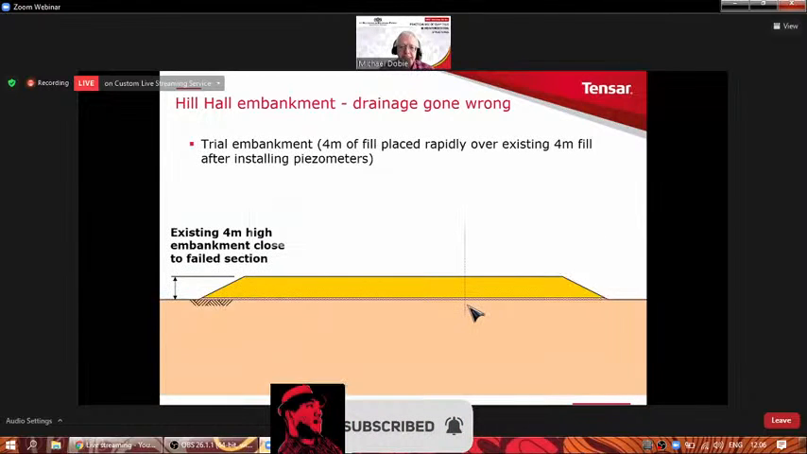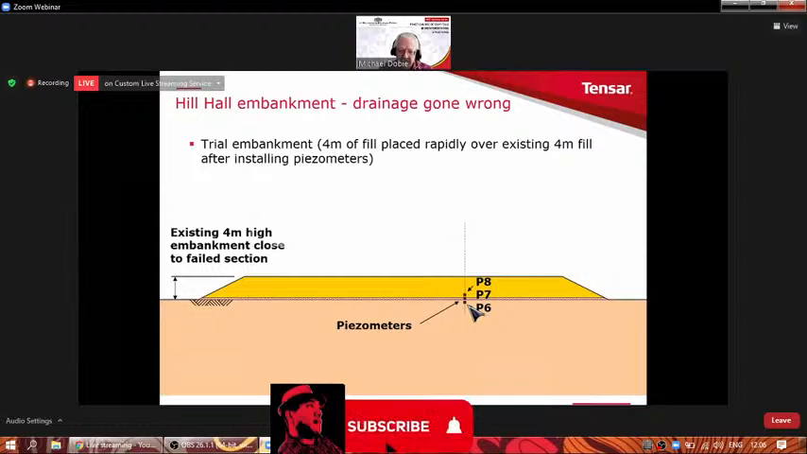So it looked like this. There was this existing section of embankment, 4 meters high. And they placed these piezometers. There are 3 of them shown there, and in this case you've got P8 in the bottom of the fill, P7 is in the drainage blanket, and P6 is in the top of the foundation soil, which is also London clay.